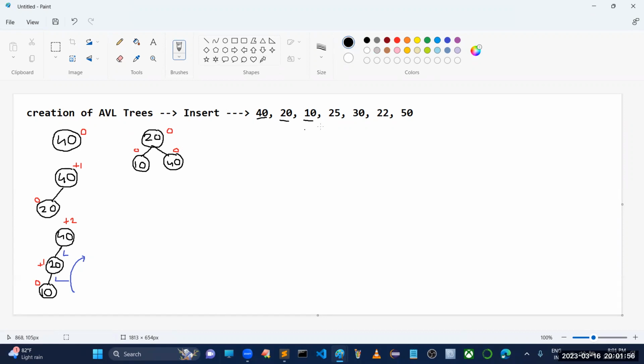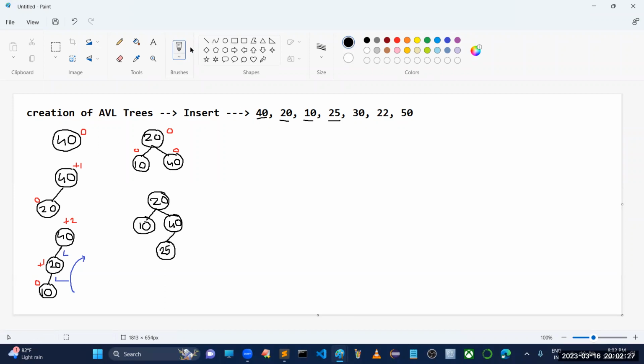Now what I am going to do, I will insert 25. It is greater than 20 and less than 40, so 25 will be inserted here. Let us rewrite this one again. So 20 is here, next 10 is the left subtree, and 40 is the right subtree. Up to this, balance is there, and we have to add 25, which will become the left subtree like this.